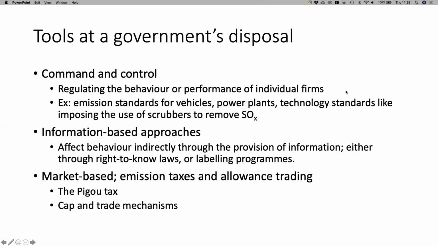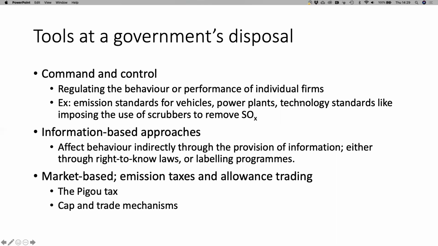Now, when you have such externalities, we started off with the assumption that markets give us the greatest benefit. But when you have externalities, what do you do as a government? These are some tools at the government's disposal. Command and control, where the government just says to each individual firm, you are only allowed to emit this much carbon. You have standards for technology. You're forcing each individual to do something that you, as a government, think is correct, right?